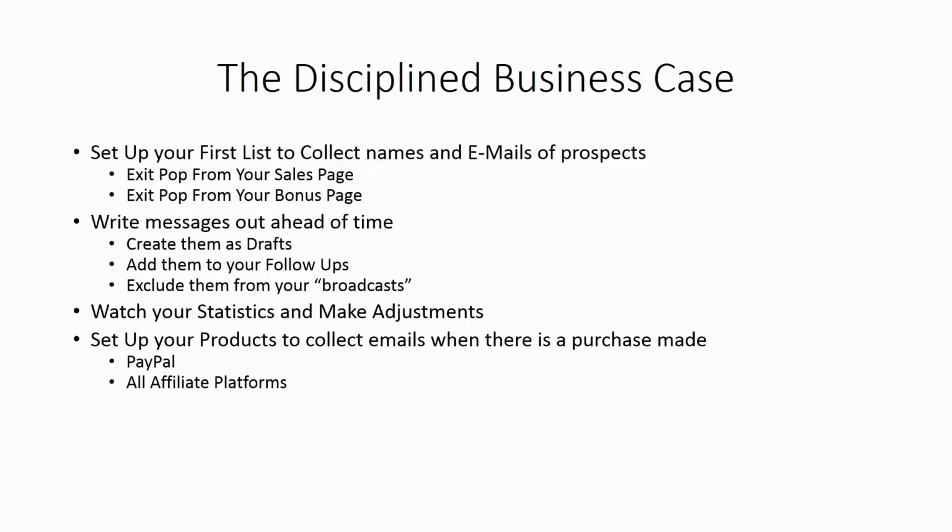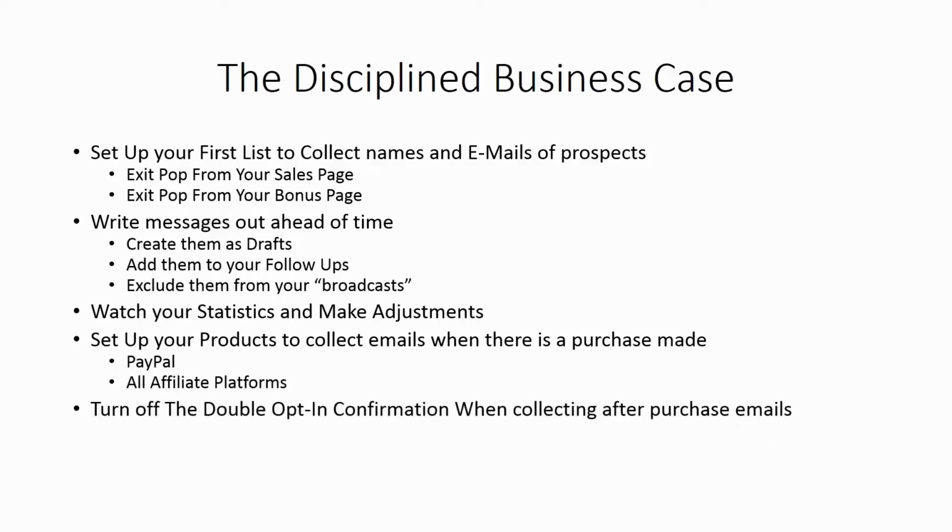Now, the other thing that you need to do, and I think I talked about this in the advanced course, make sure you turn off double opt-in confirmation when you're collecting purchase emails. After purchase emails, there's no need for you to double opt-in. And please do not think that you're being sneaky by doing that. People are not going to confirm if you try to confirm their email at that point. You are being ethical by collecting names and email addresses.